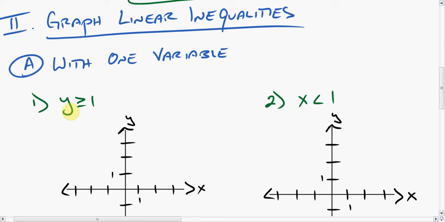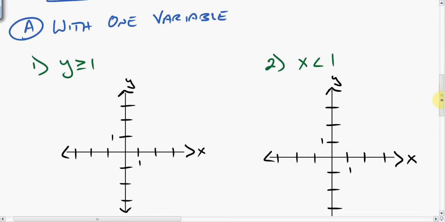This is section 2.8, part 2, where we are going to look at graphing linear inequalities in the xy coordinate plane. And the first thing we're going to look at is graphing inequalities with one variable. And so what that means is you're either going to have an x or a y in your inequality. And we're going to want to graph that in an xy coordinate plane.